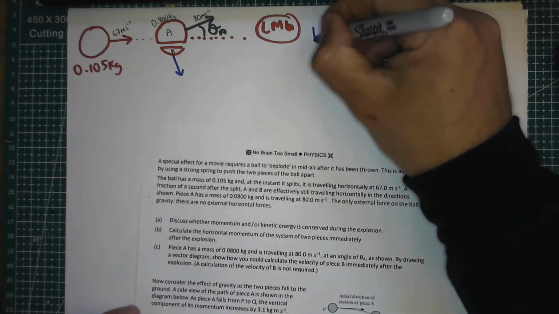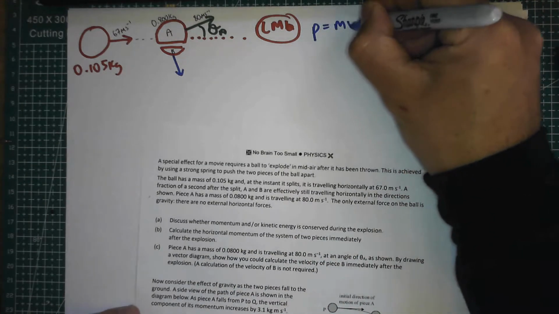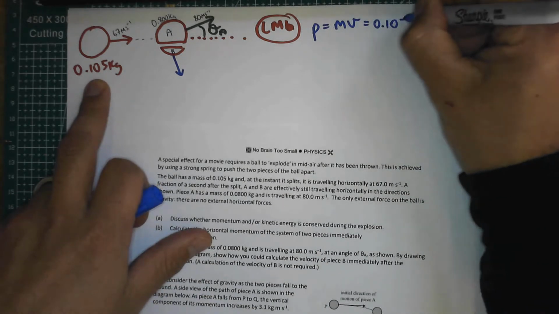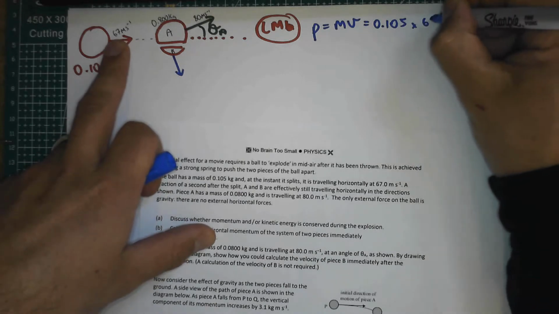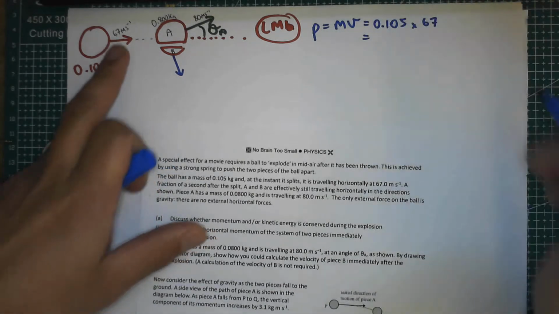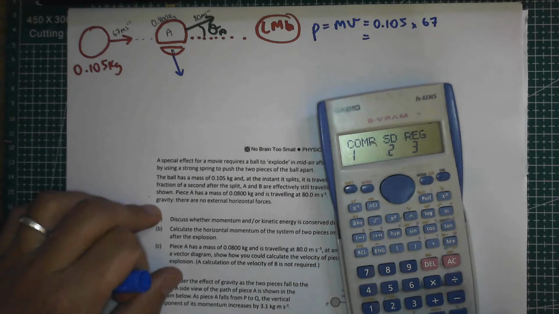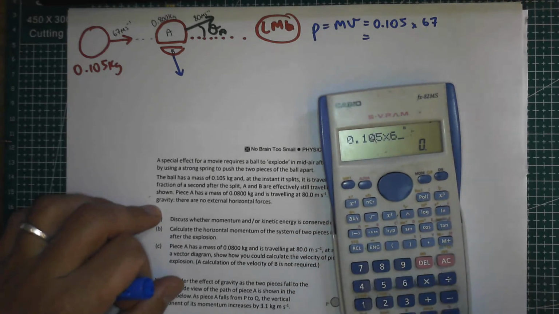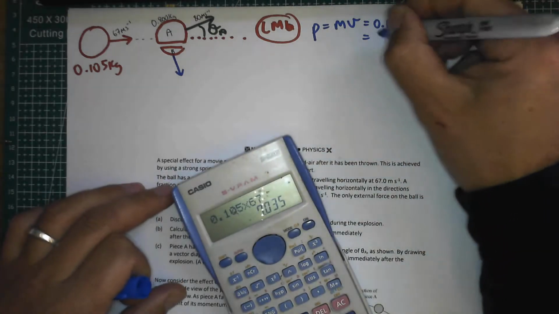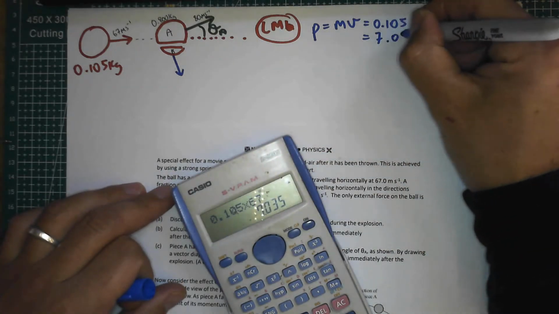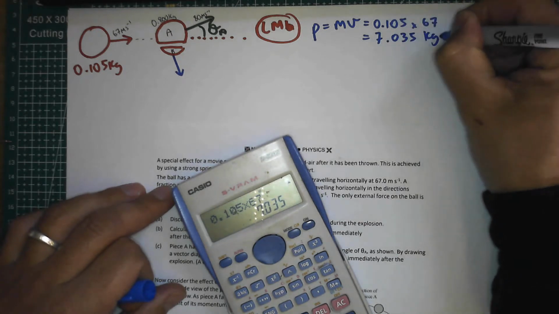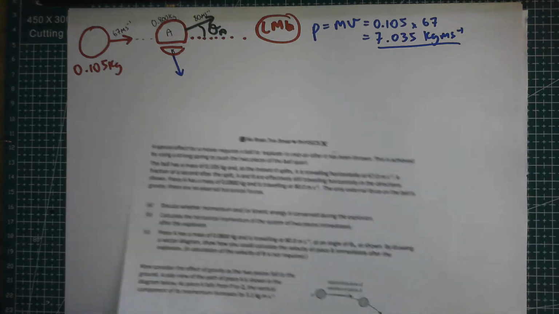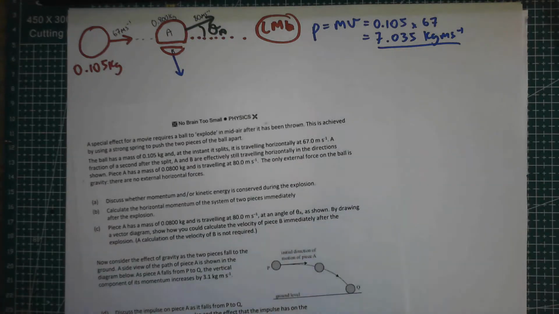So p equals mv, and just using these values here, 0.105 times 67 equals... Great. Moving on to C.